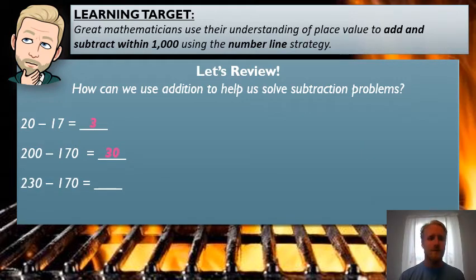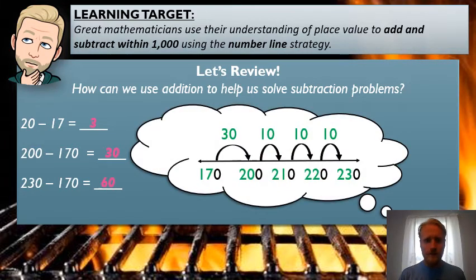230 minus 170. Go. All right, nice job. Yeah, it's only 60. And this one, I already know that 70 plus 30 is going to be 200. So then I'm just doing 3 more jumps of 10, and it gets me to 230. So I know that 170 plus 60 equals 230, or 230 minus 60 equals 170.